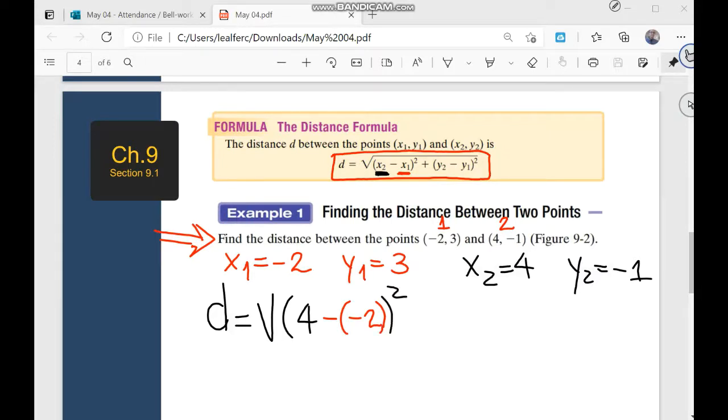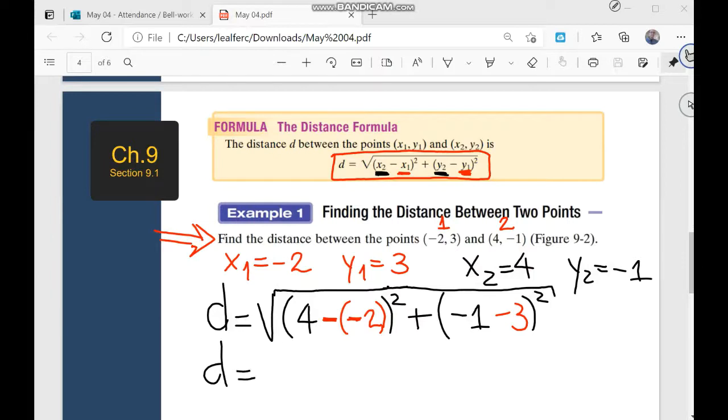This whole thing is squared. Plus, next we have y2. y2 is -1, minus y1, which is 3. This is squared, and that's it. This is the answer. You just need to type this expression in your calculator. Let's simplify just a little bit more so it makes it easier to type on the calculator, okay? Because a negative with a negative is positive, right? So square root of 4 plus 2 squared, plus negative 1 minus 3 squared.